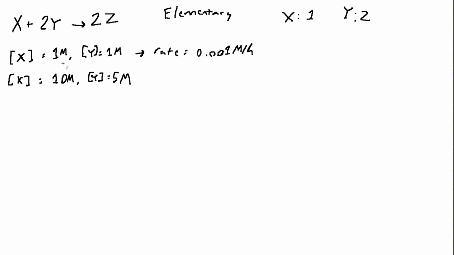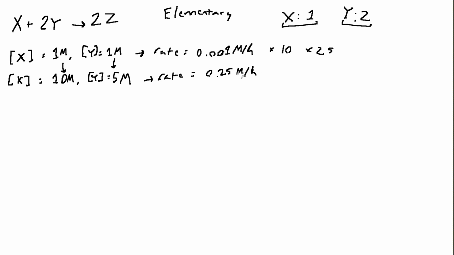So when we increase x by a factor of 10, since its order is 1 with respect to x, that means that we're going to increase the rate by a factor of 10. When we increase it by a factor of 5 on y, well, y is order 2. The reaction is order 2 with respect to y. And so we're going to multiply it by 5 squared, or 25. So we're multiplying this by 10 and then by 25. And so our rate is going to be 0.25 molarity per hour.